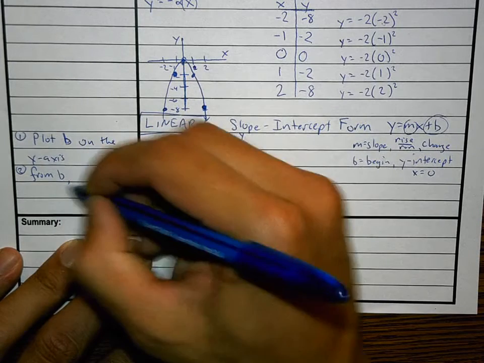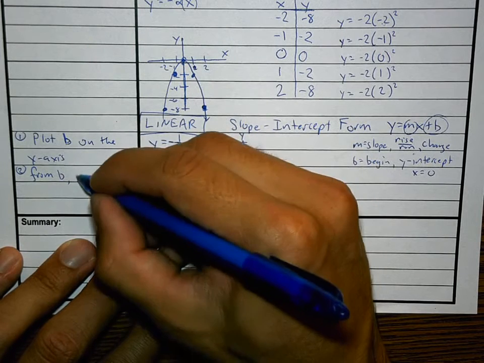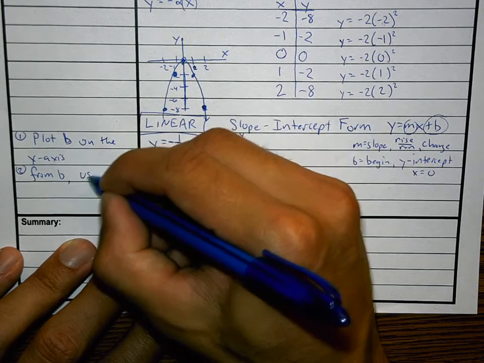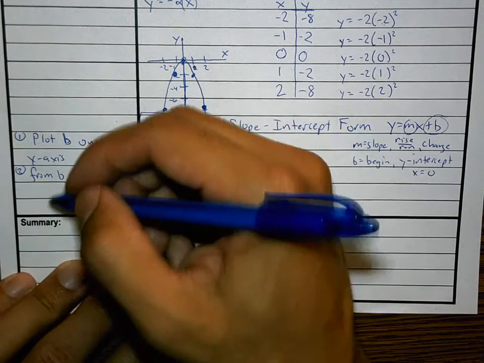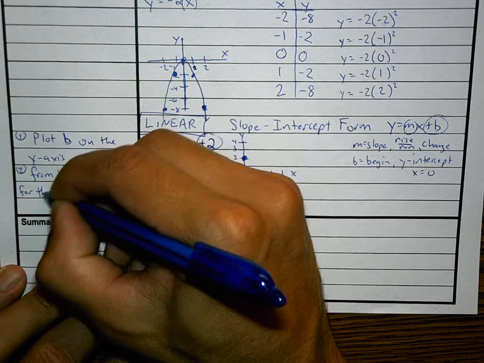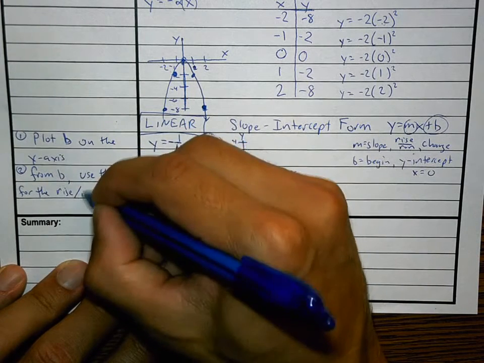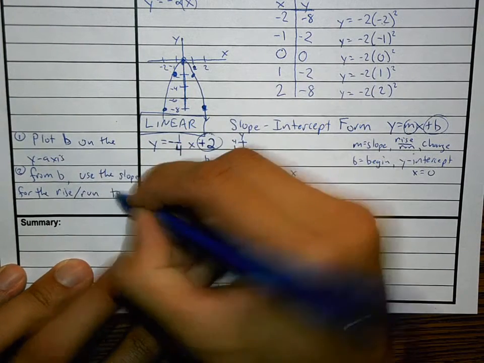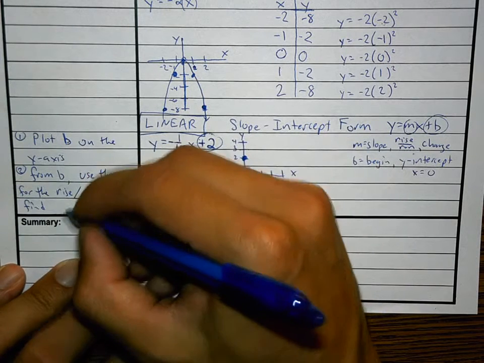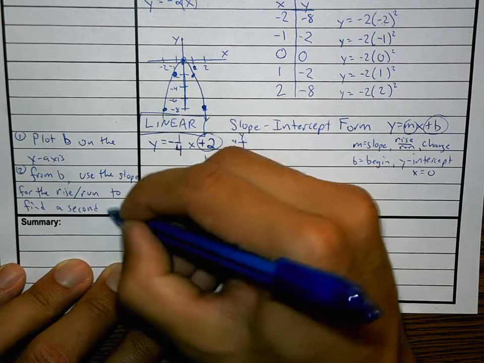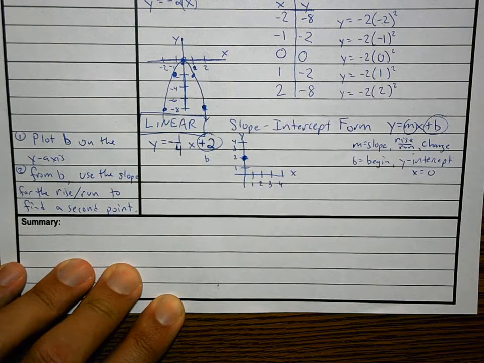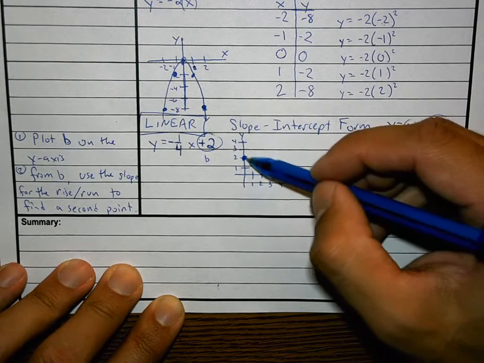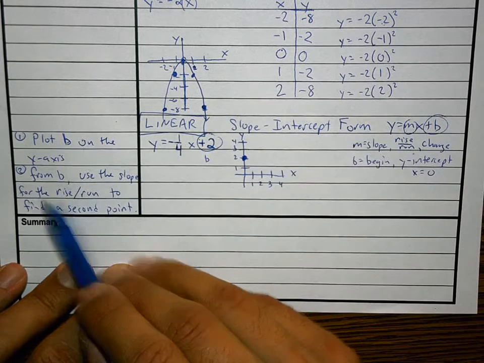Then step 2, from B, use the slope for the rise over run to find a second point. From B, I use the slope for the rise over the run.